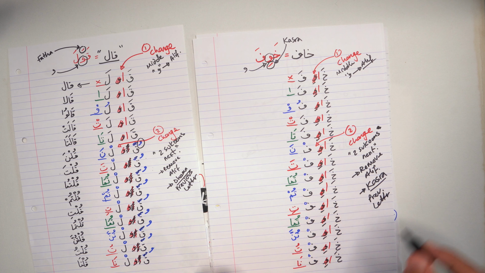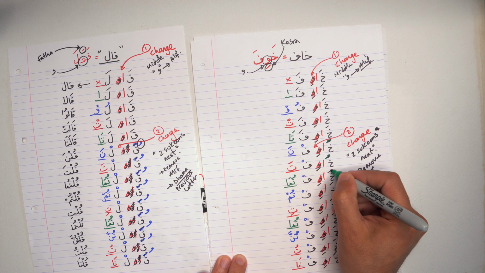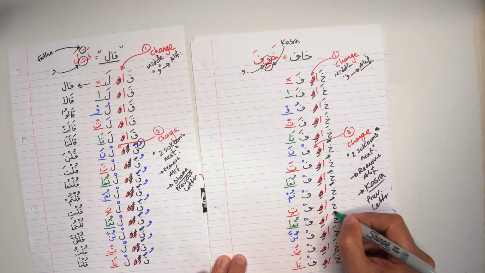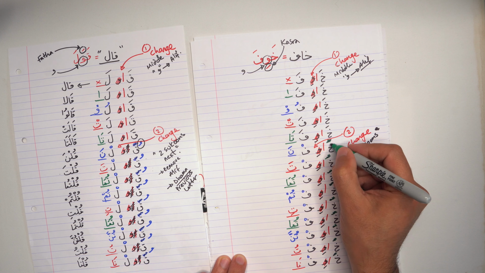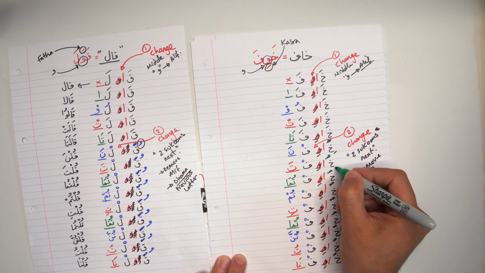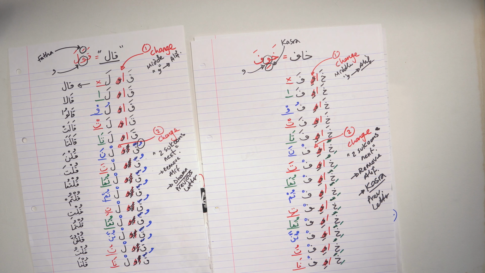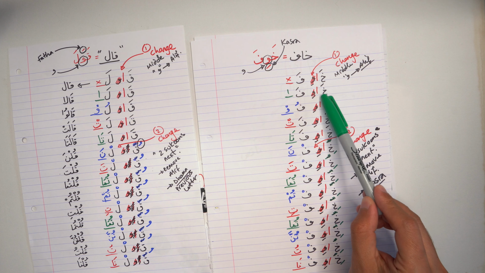Okay. So over here, what we are going to do is give it kasra. Now kasra, I'm going to give it in a green color, just so that you guys can see it. So over here, we're going to give kasra to this now. So we're going to get rid of all these fathas and give a kasra. Right, so kasra, kasra, kasra. Yeah, so see what's happened over here. Khafa, khafa, khafu, khafat, khafata, khifna, khifta, khiftuma, khiftum, khifti, khiftuma, khiftunna, khiftu, khifna.